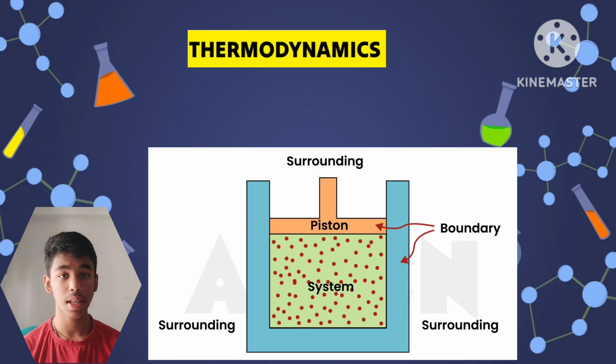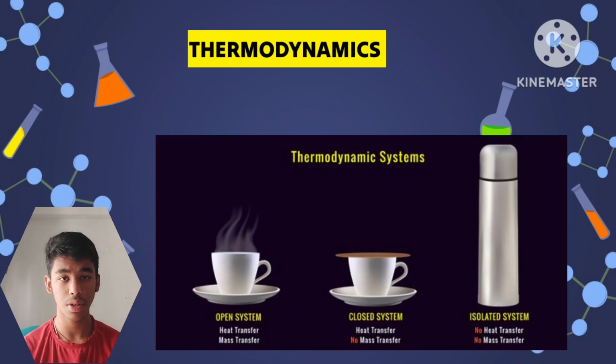And the surroundings is nothing but the things which are not the system and the boundary. The system and the surroundings together are called the universe. So a part of the universe which isn't the surroundings is the system, and the part of the universe which isn't the system is the surroundings. These are the common terms you need to know.